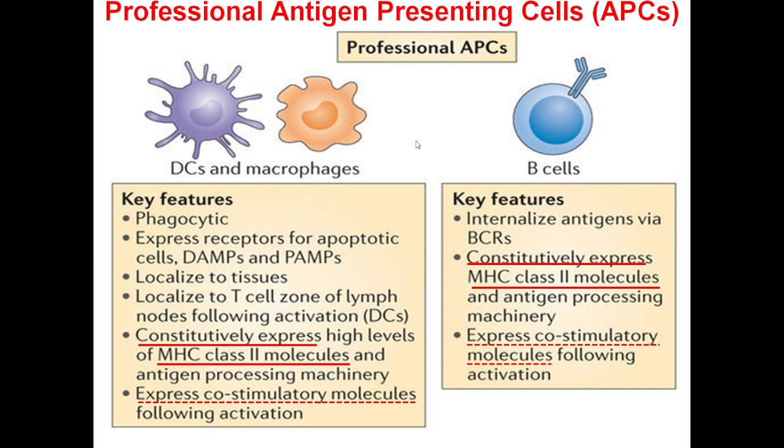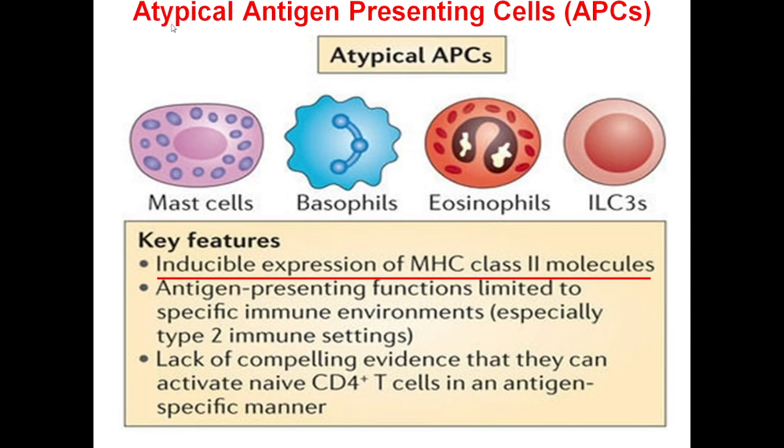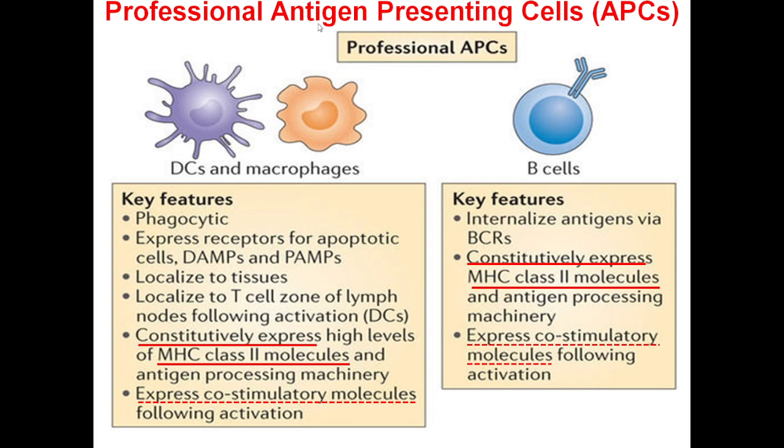Antigen presenting cells may be subdivided to professional antigen presenting cells and atypical antigen presenting cells. Professional antigen presenting cells: dendritic cells, macrophages, and B cells. They produce MHC class 2 proteins constitutively. Constitutively means MHC2 molecule occurs on the surface of the cells in any moment of their life, independently of the presence of antigen.